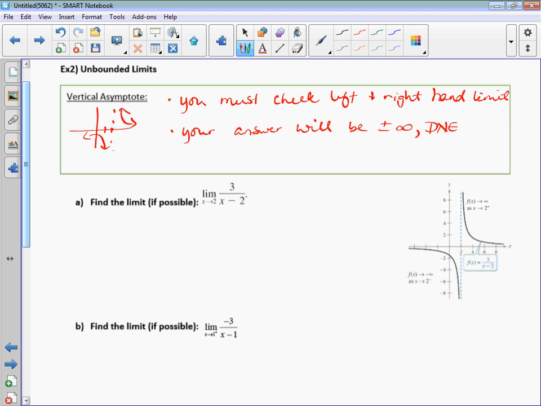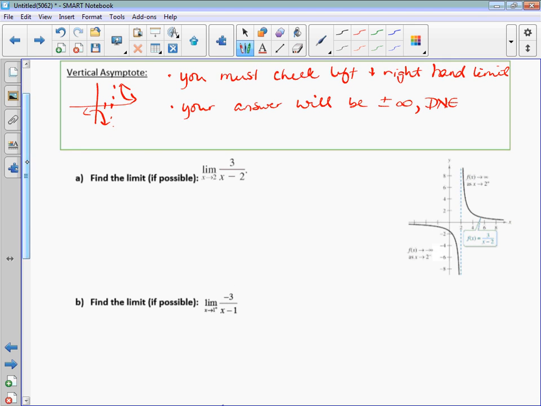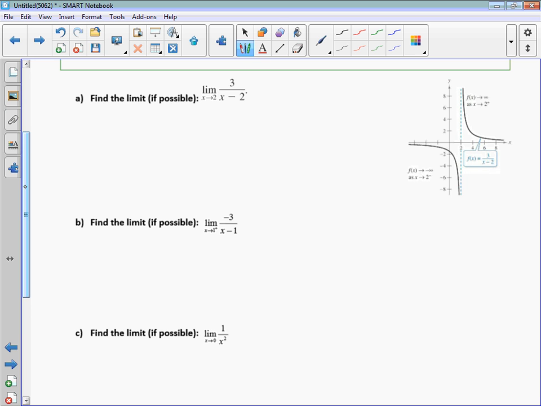All right, let's do A together. So this one, the graph is given to you. I'm telling you to find the limit as x approaches 2.